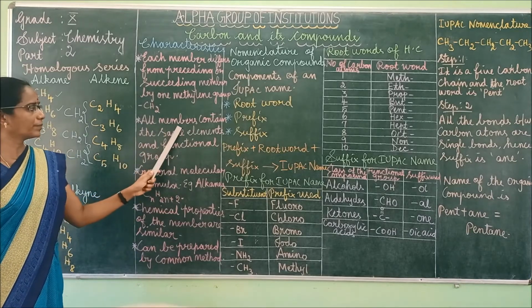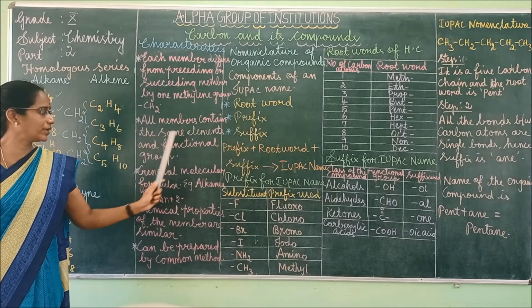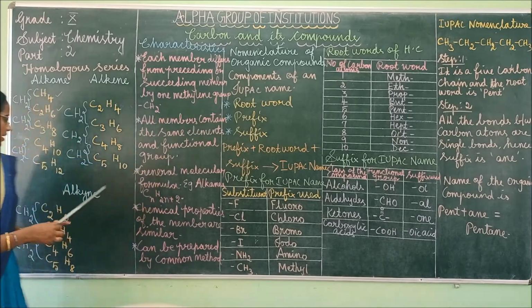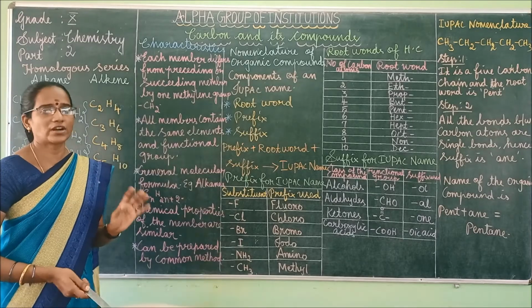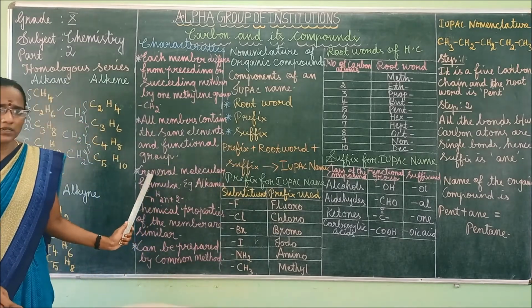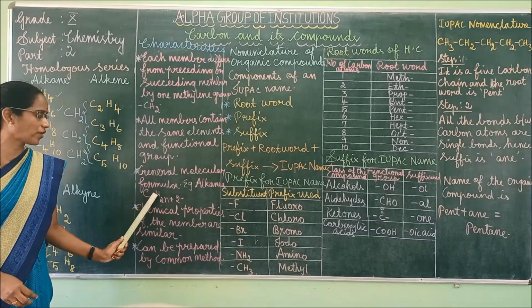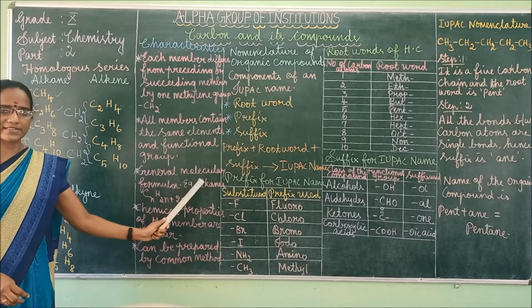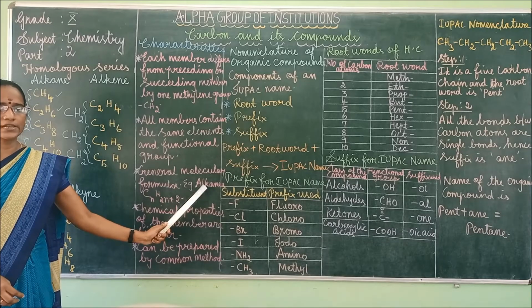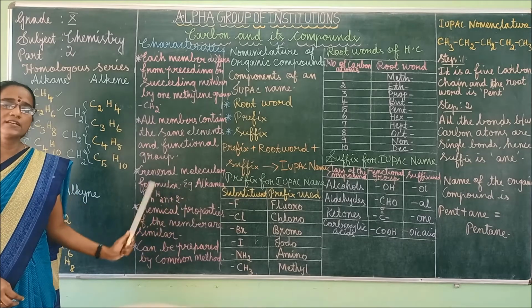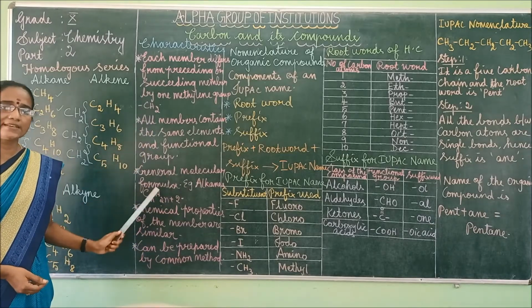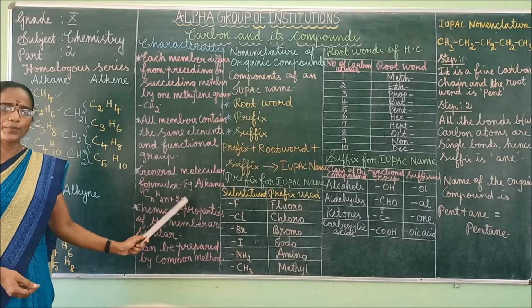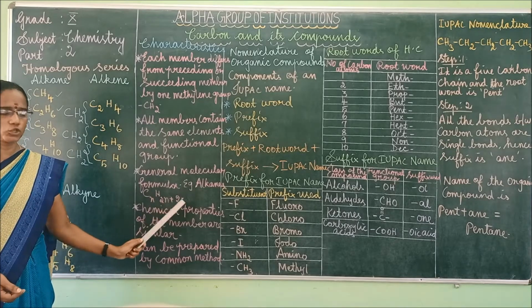Second one, all members contain the same elements and also the same functional group. All the members contain the same elements, carbon and hydrogen, and also the same functional group. Next one, homologous series have a general molecular formula. Example, alkanes, which we have already discussed. The general formula of alkane is CnH2n+2. That is, a homologous series has a general molecular formula.